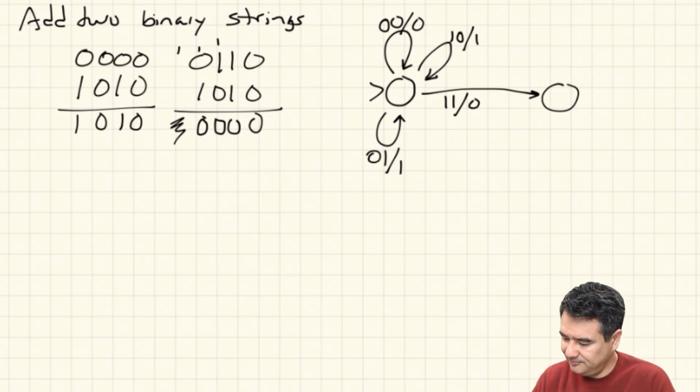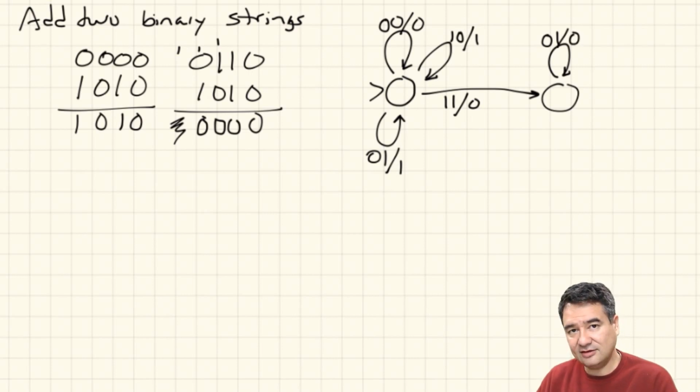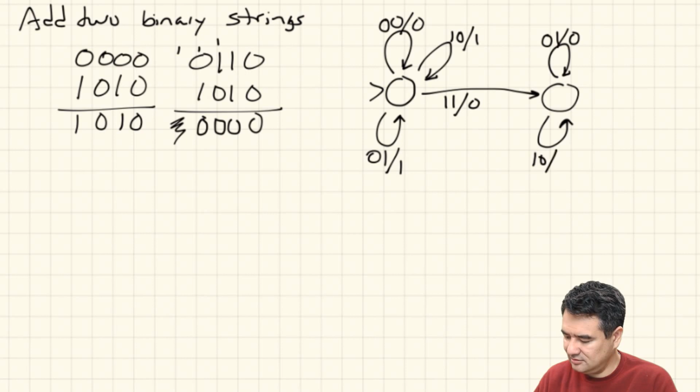So at this point, let's see. If we see a 0, 1 with a carry, that means we should output a 0 and stay in this carry state because this one generates a carry of its own. And same thing for the opposite. So that one generates a carry as well.